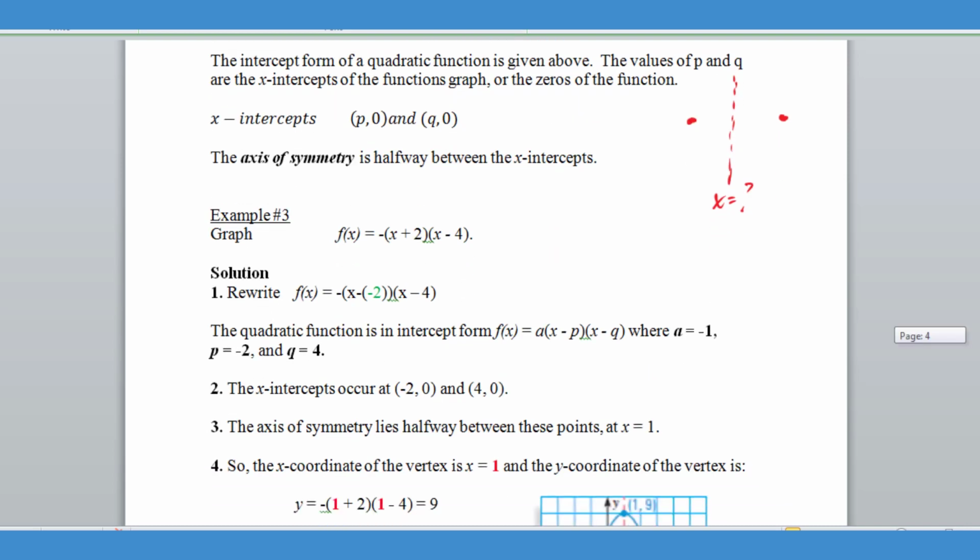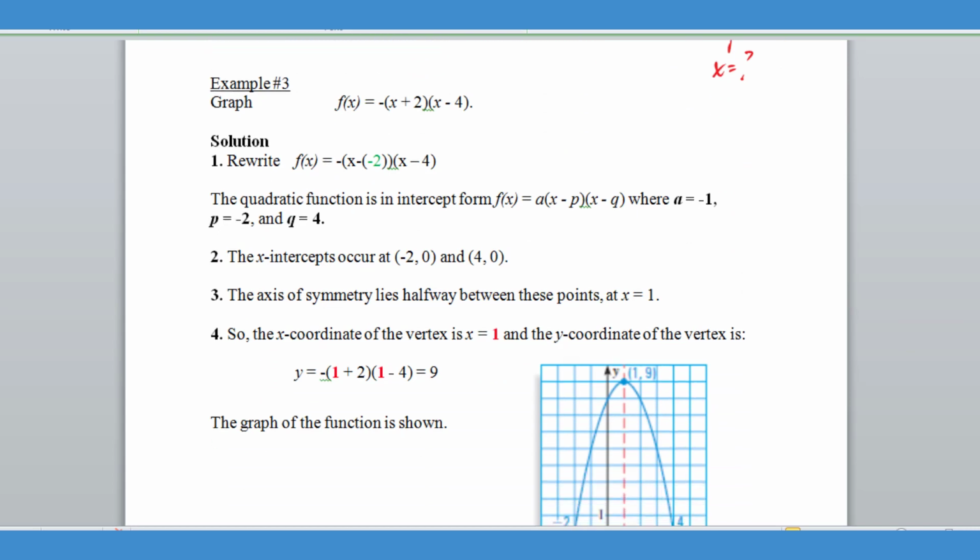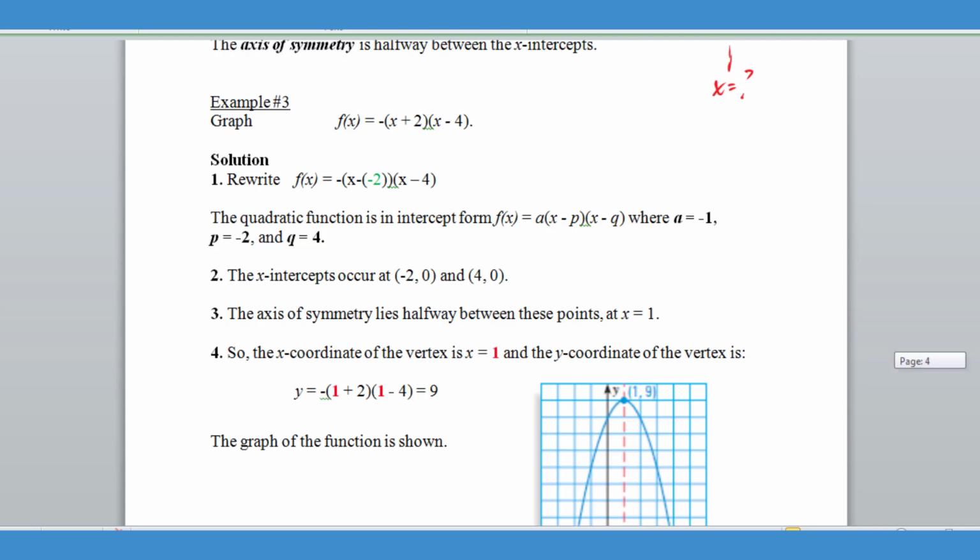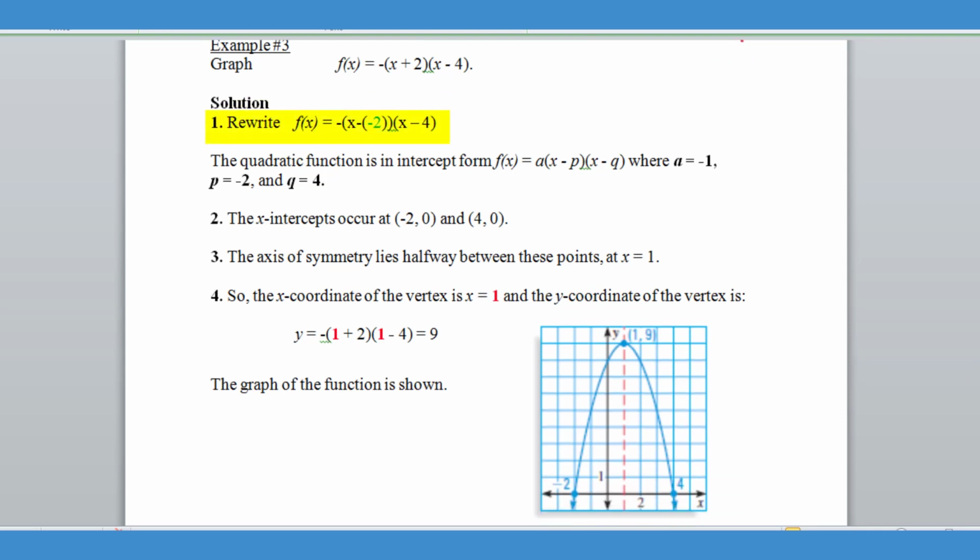And so you can see here in example problem number 3, we're given x plus 2 and x minus 4. Of course, the negative in front of this tells me that it's going to be opening downward. So I have a visual idea of what the graph should look like. And then we can simply find our P and Q values and create x-intercepts. And so you can see here we have negative 2, 0 and 4, 0. And of course we can simply plot those on the x-axis.